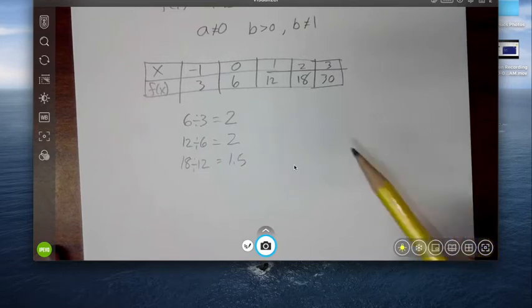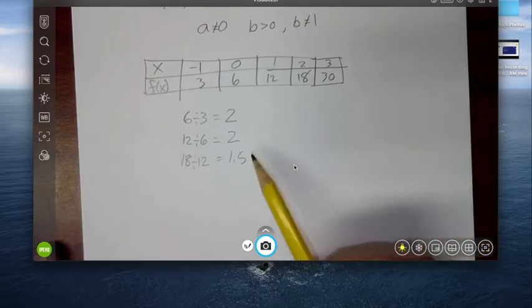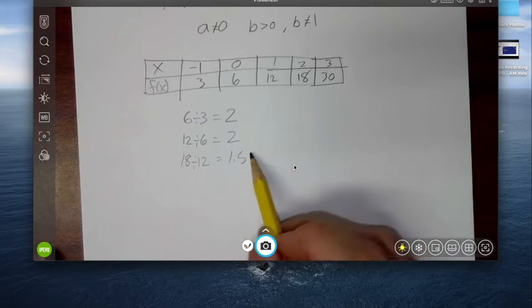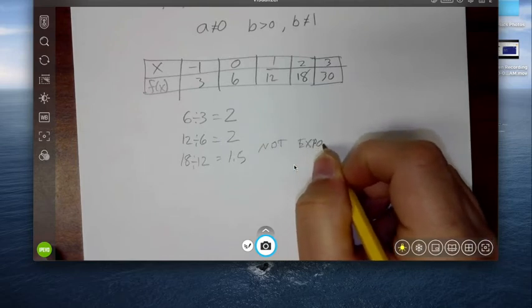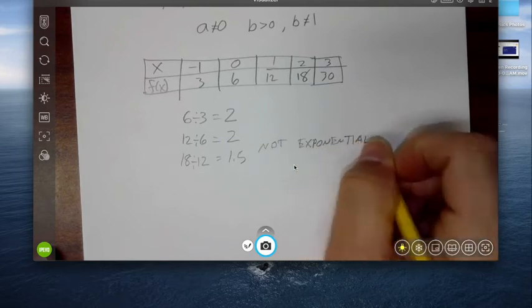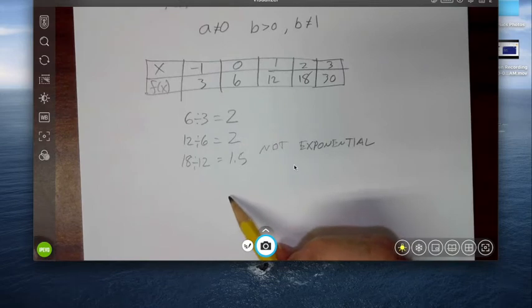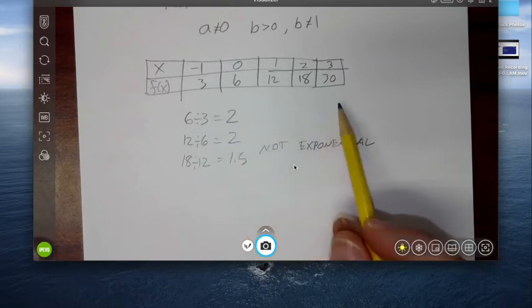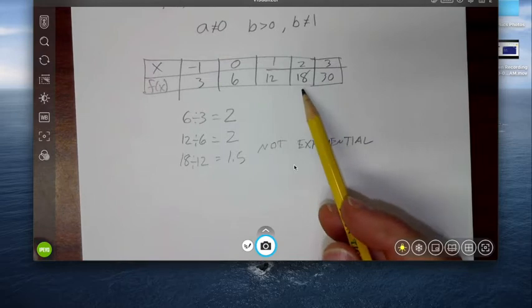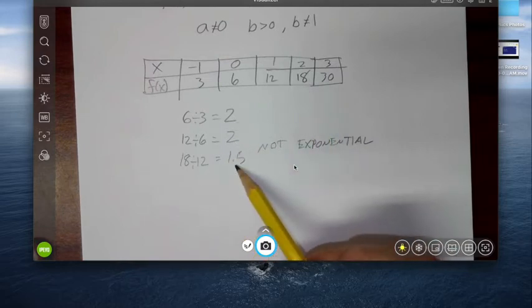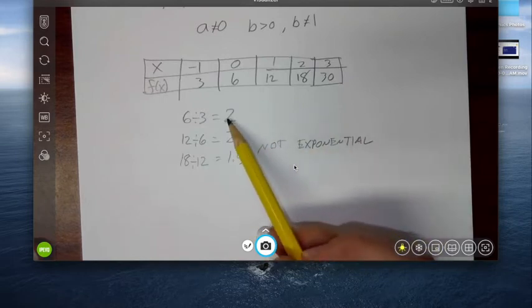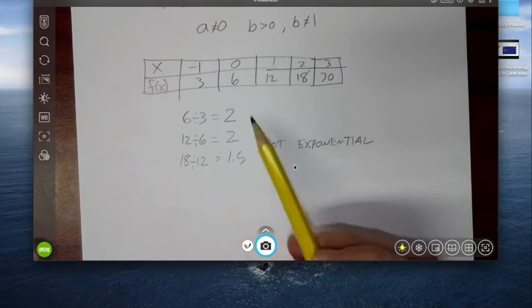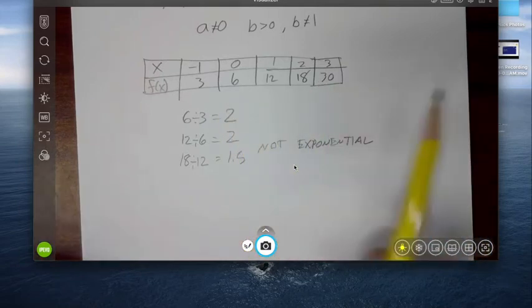So I can stop right there. I don't have to go any further. I can tell immediately that this is not exponential because I didn't get the same value every time. In fact, as soon as I get one that's different, I don't even bother doing the 30 divided by 18, because as soon as I get a different number right here, I immediately know that it's not exponential. What we're looking for is that every single one of these quotients should be the same if this function is exponential. So in this case, we conclude that it is not.